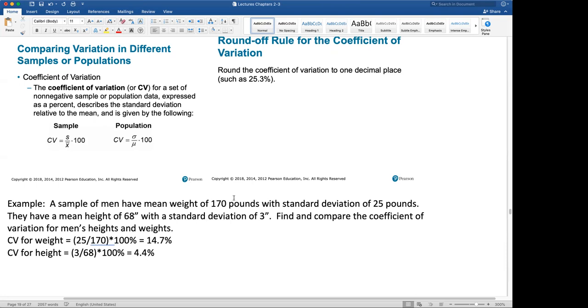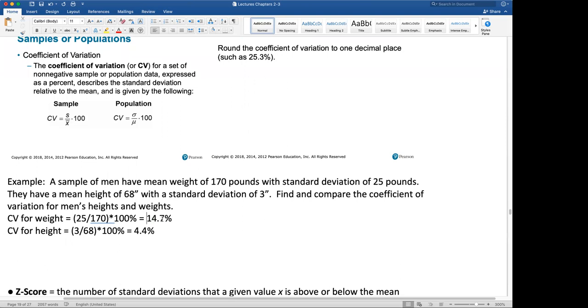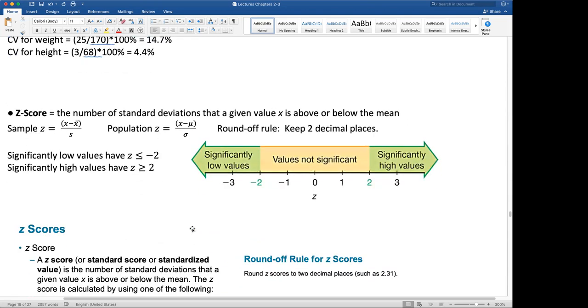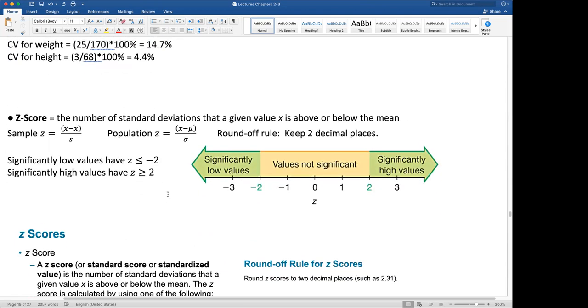Now what can you say about this? The 14.7% means that the first data set, the men's weight, has a larger standard deviation relative to the mean 170. Next is the z-score. What's a z-score? A z-score is the number of standard deviations that a given value x is above or below the mean.